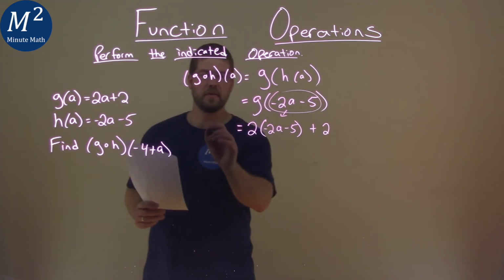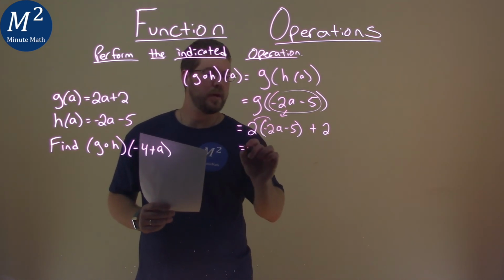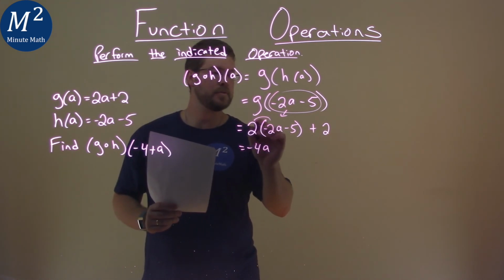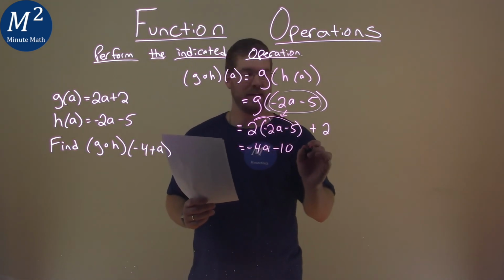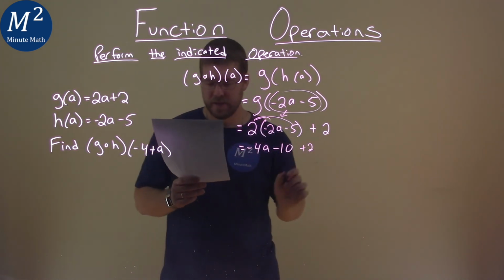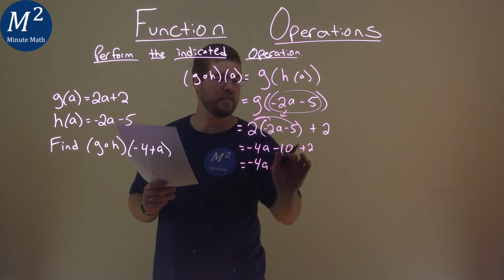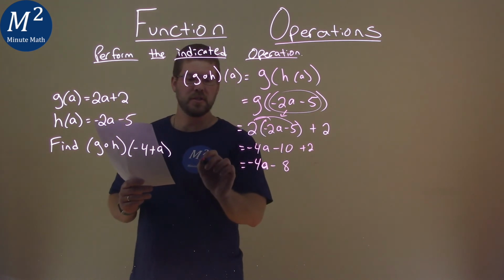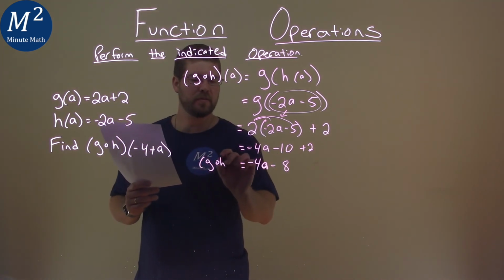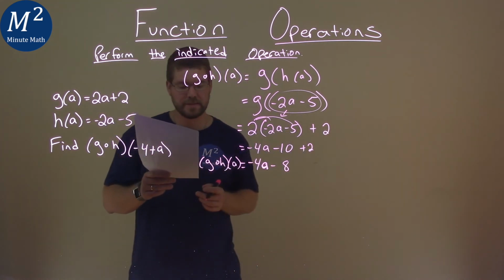Let's simplify this. Again, this is our g of h of a. 2 times negative 2a is a negative 4a. 2 times a negative 5 is a negative 10. And well, we then have a plus 2. Let's keep this simplified. Negative 4a here, and negative 10 plus 2 is a negative 8. So our g of h of a is a negative 4a minus 8.